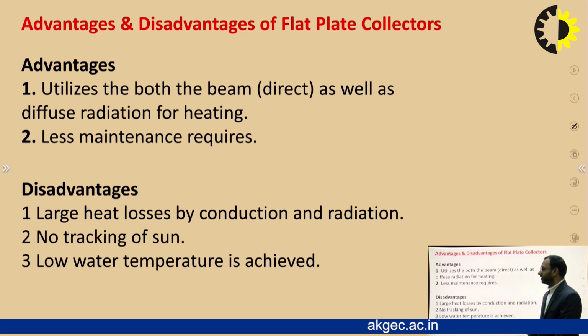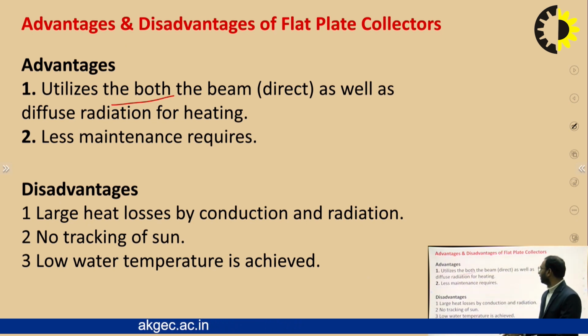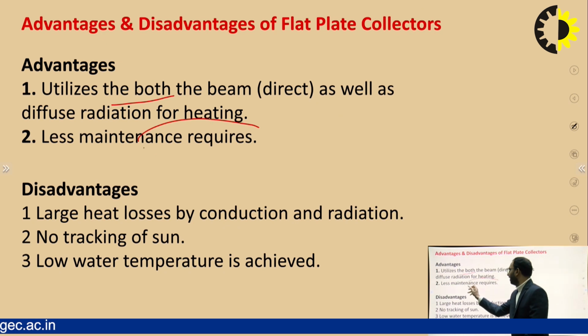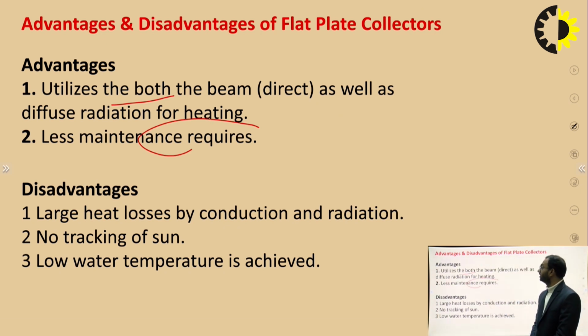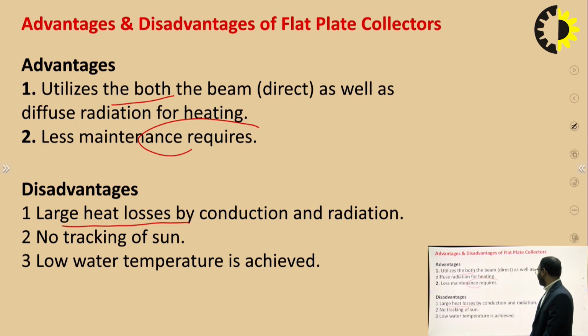Then what are the advantages and disadvantages of flat plate collectors? The first advantage is that it utilizes both beam, meaning direct, as well as diffuse radiation for heating, and it requires less maintenance. These are the advantages. Then what are the disadvantages? Flat plate collectors have large heat losses by conduction and radiation, and there is no tracking of the sun. The other disadvantage is that only a low water temperature is achieved with flat plate collectors.